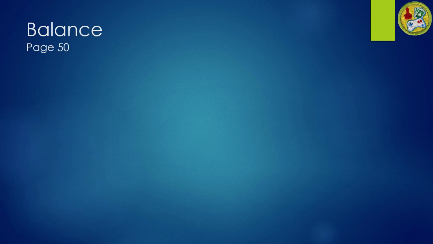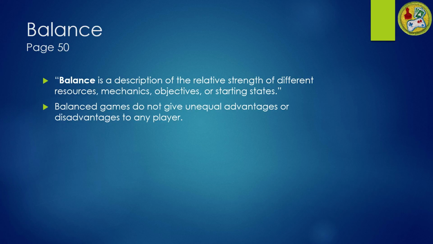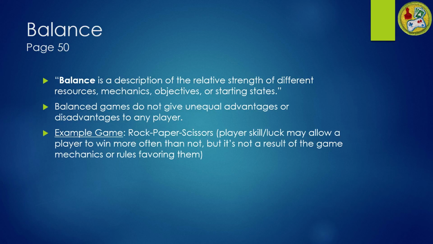Now, balance. This one can be found on page 50. Balance is a description of the relative strength of different resources, mechanics, objectives, or starting states. Balanced games do not give unequal advantages or disadvantages to any player. Our example game is Rock, Paper, Scissors. In Rock, Paper, Scissors, player skill and some luck can allow a player to win more often than not, but winning is not a result of the rules or game mechanics favoring them.